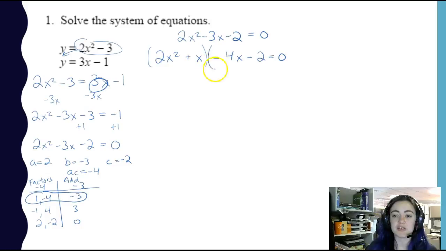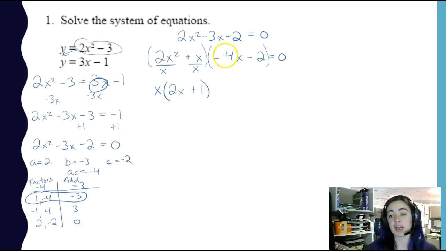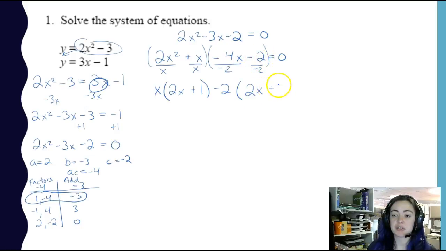I kind of think about these two groupings here. Think about the greatest common factor. So here the greatest common factor is x, because each term can be evenly divided by x. When you do that, 2x squared divided by x is 2x. X divided by x is 1. The greatest common factor between negative 4x and negative 2 would be negative 2. So negative 4x divided by negative 2, negative 4 divided by negative 2 is positive 2x, negative 2 divided by negative 2 is 1. And it's a good sign that those two are the same.